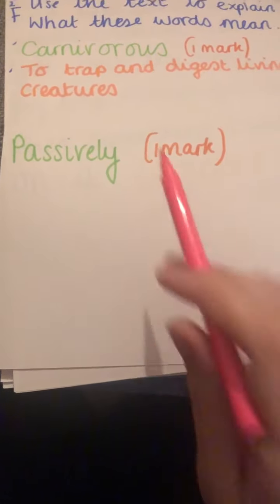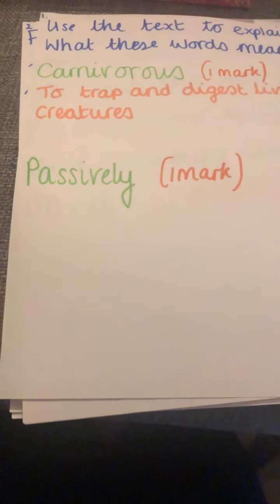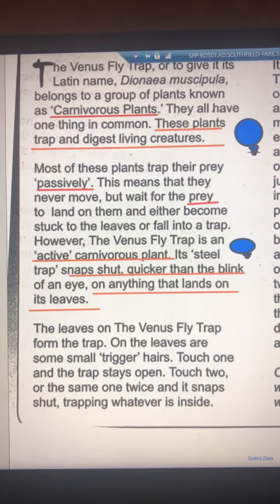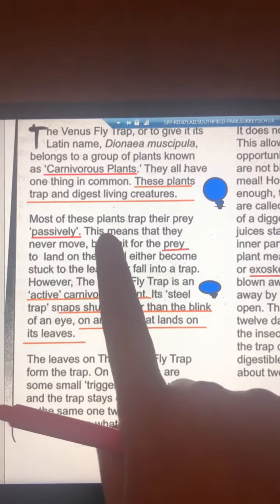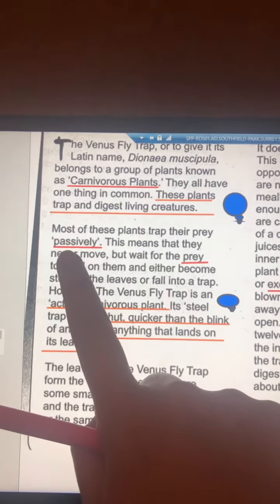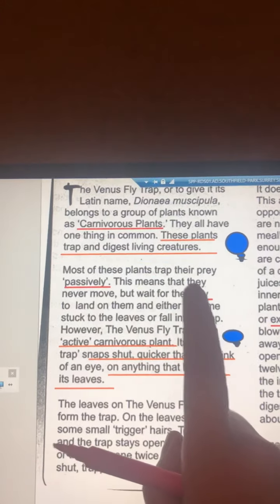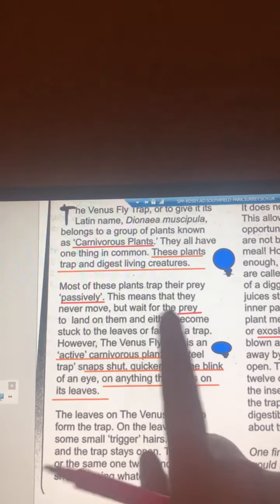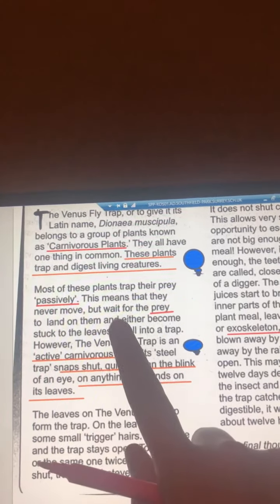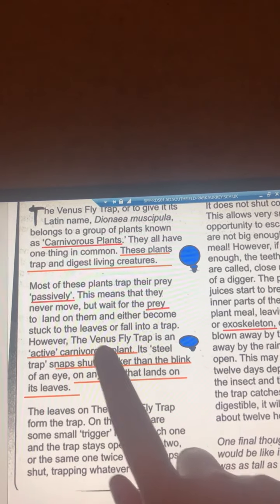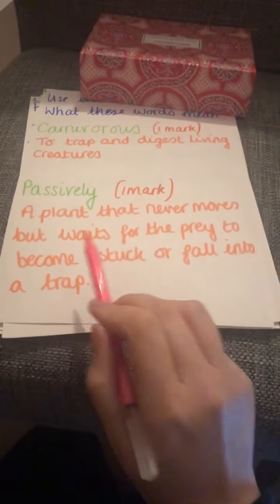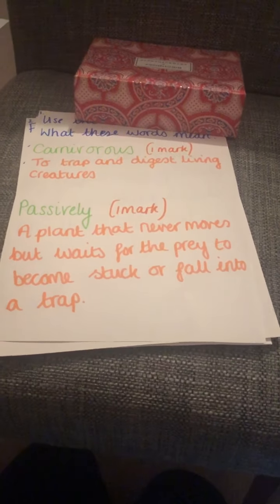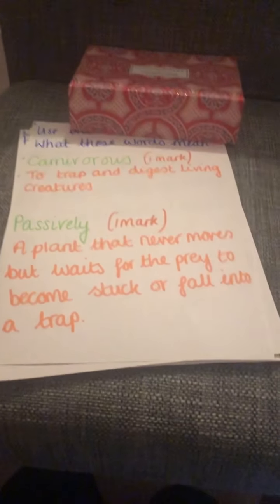My next word for 1 mark is passively. Again, that was a word that I underlined earlier, and it says that most of these plants trap their prey passively. This means that they never move but wait for their prey to land on them and either become stuck to the leaves or fall into a trap. Okay, for my second mark, a plant that never moves but waits for the prey to become stuck or fall into a trap.